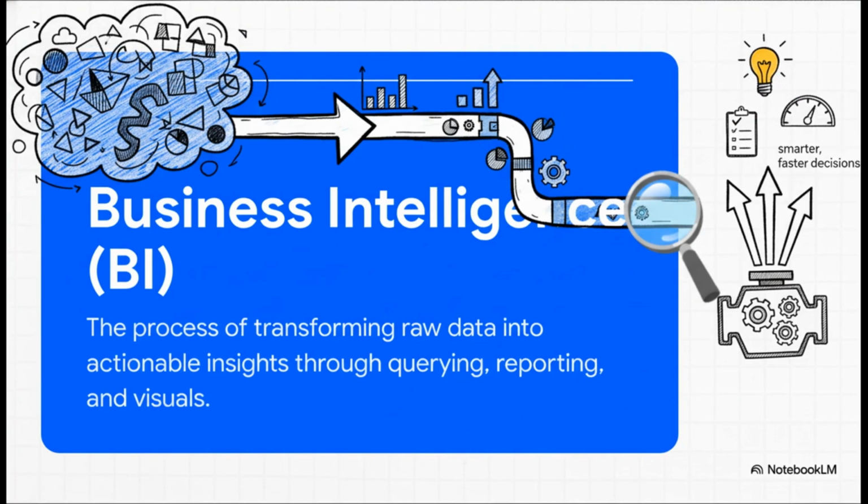Business intelligence, or just BI for short, sounds kind of fancy, but it's pretty simple. It's not just about looking at numbers on a screen. It's the whole process of taking messy, raw, confusing data and turning it into crystal clear insights that actually help you make smarter, faster decisions. Think of it as the engine that turns raw information into actual intelligence.